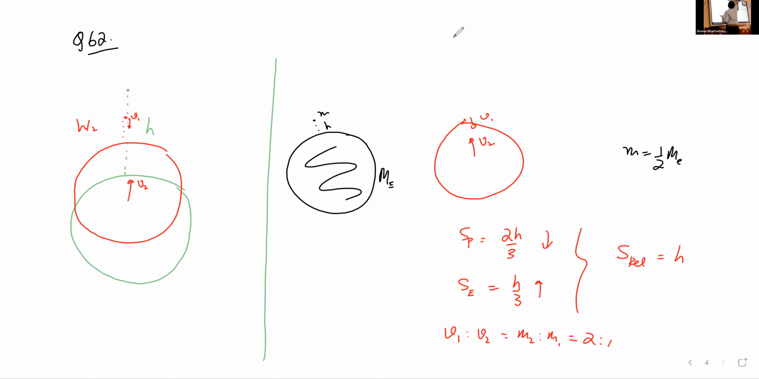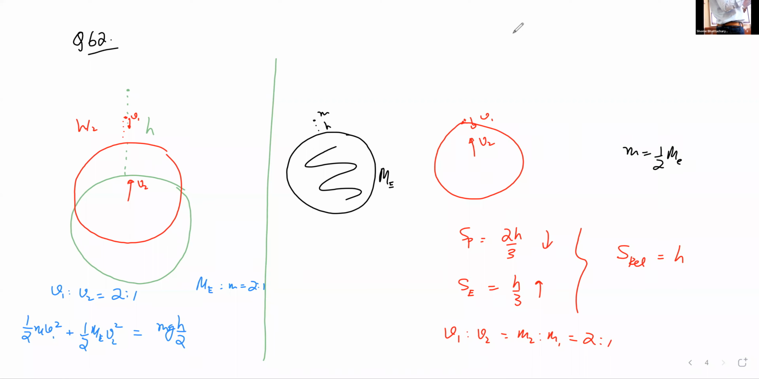So that's it. Now we just have to apply the conservation principles. v1 is to v2 will become 2 is to 1, because the mass of the Earth is to the mass of the particle as 2 is to 1. And the sum of the kinetic energies is equal to the loss in potential energy. That's it. Now just replace m with 2m and replace that ratio of v1 to v2, and you'll get the speed.